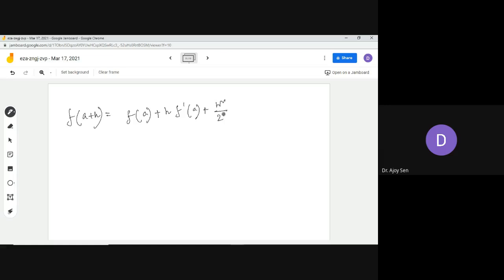This thing will be there. All these things will be there up to h to the power n minus 1 divided by n minus 1 factorial and f n minus 1 a. Obviously, there will be an Rn which is called the remainder.